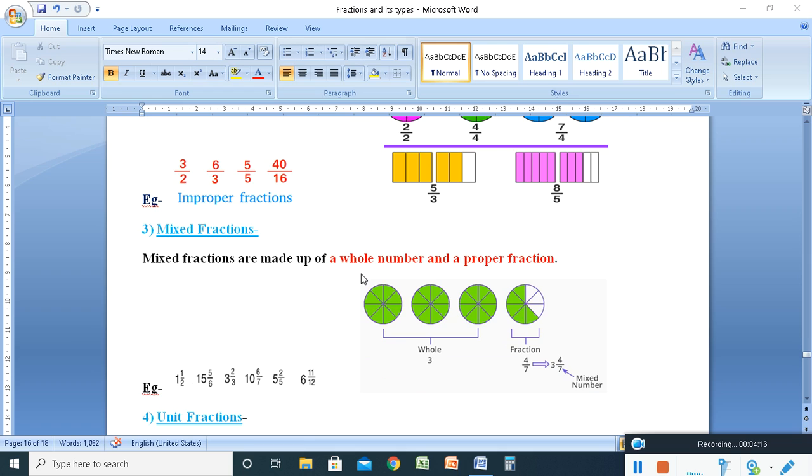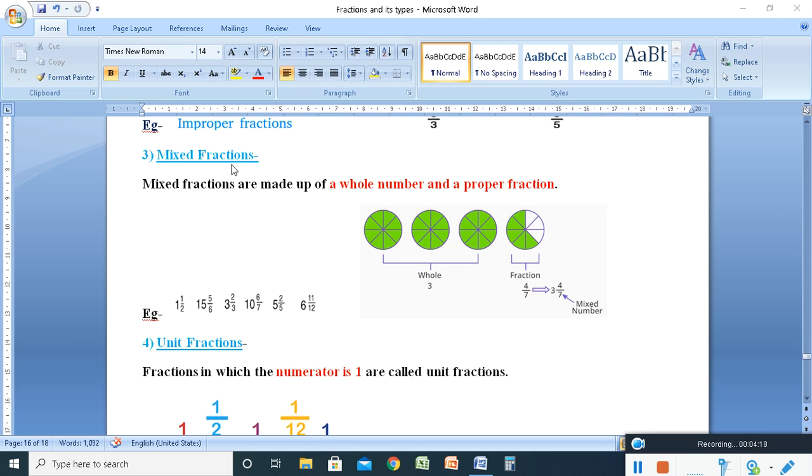Let's see the third type, mixed fractions. So what are mixed fractions? Mixed fractions are made up of a whole number and a proper fraction. So it is mixed, a combination of a whole number and a proper fraction. Look at the example here, 1, 1 by 2. So 1 is the whole number, and 1 by 2 is a proper fraction.